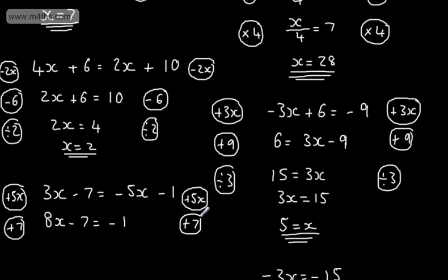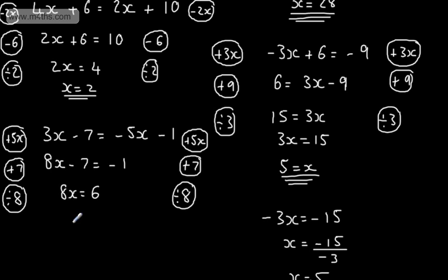If I add 7 to the other side now, we will have 8x is equal to minus 1 plus 7, which gives us 6. At this stage, I'm going to divide both sides of the equation by 8. 8 lots of this number is 6. If I want one lot of a number, I need to divide both sides of the equation by 8.